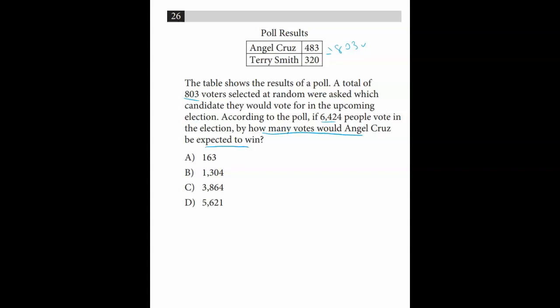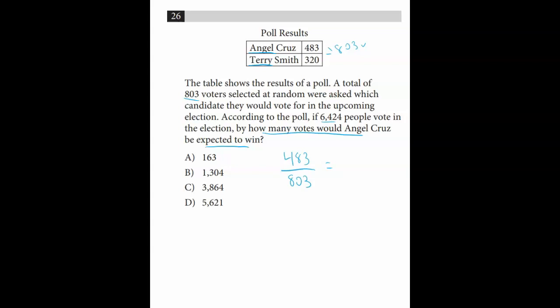So how many votes would she win over the other person? And this is the amount of votes she won by. It's kind of a way to rephrase that. So the way we find this is we need to find the percentage of votes that went to Angel Cruz and the percent of votes that went to Terry Smith. So we can do that by taking 483, the amount of votes that Angel Cruz won, and dividing it by the total amount of votes.